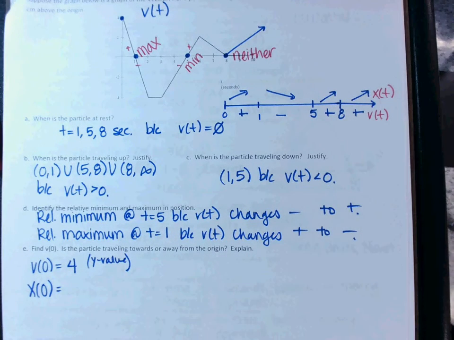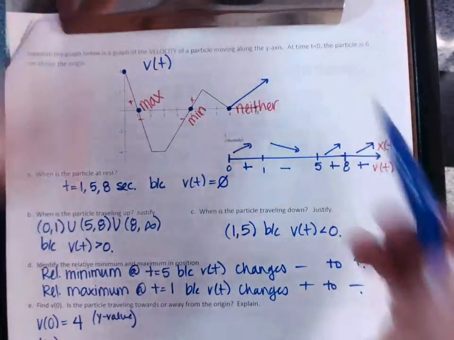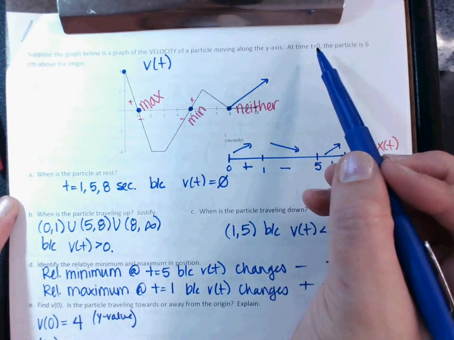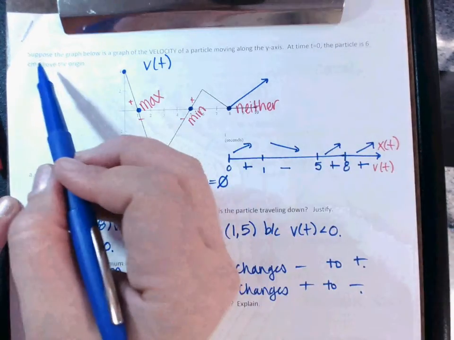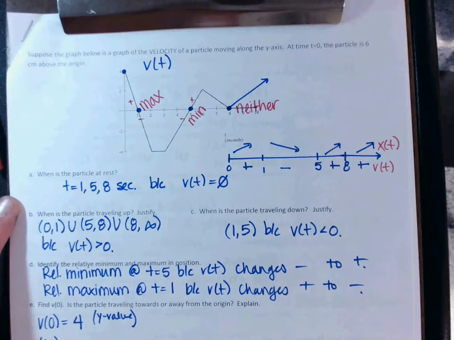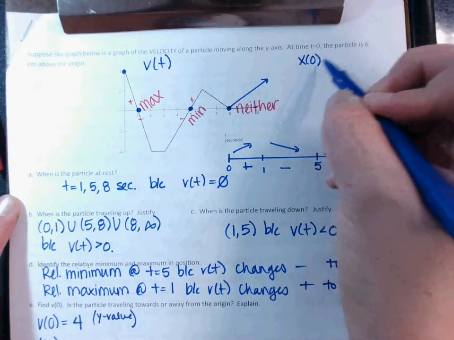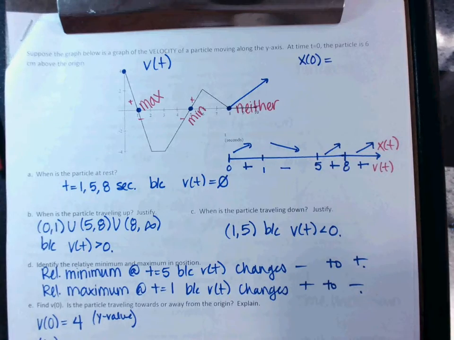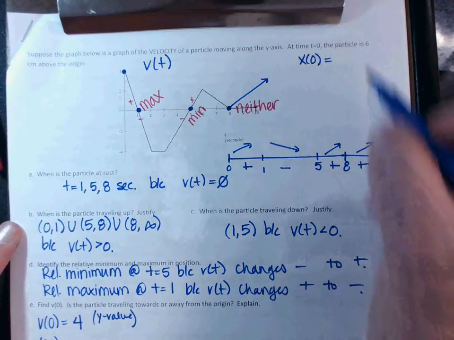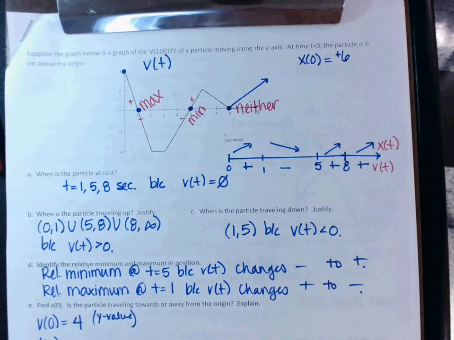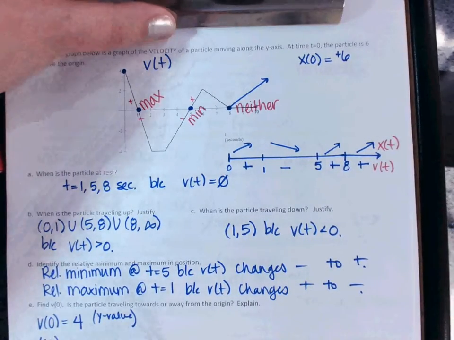Yes, ma'am? The problem says at time t equals 0, perfect. Okay, look up here. At time equals 0, that's the other piece of our information. The particle is 6 centimeters above the origin. Did they tell you velocity? They told you position. What is x of 0 if I'm 6 above the origin? Is it positive 6 or negative 6? Positive 6. So they gave you the position. This is a graph of velocity. So it almost seems like for a second, wait, it's supposed to be 6. That's position. This is velocity. So I'm going to come down here and put, okay, then v of 0 is 4.